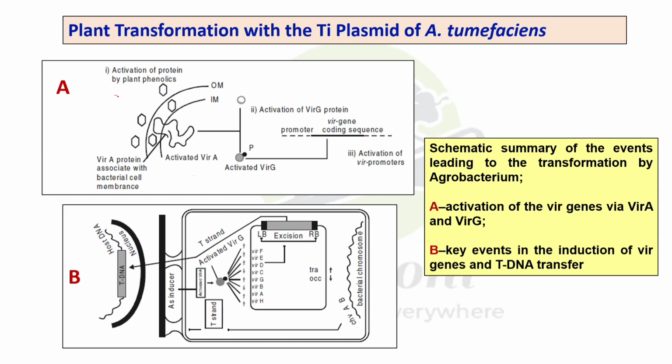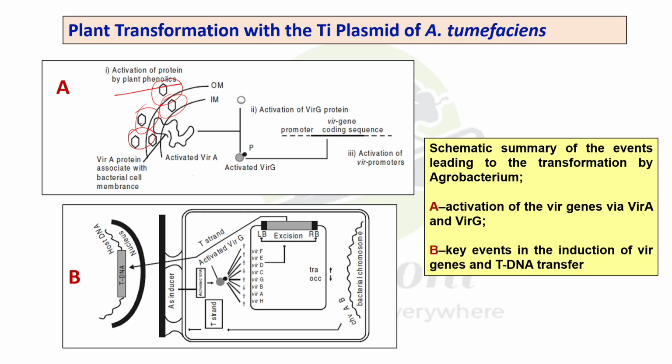So firstly, activation of protein by plant phenolics. सबसे पहले जो ये phenolic compounds release होते हैं injury के बाद, that was detected by the Vir-A protein associated with the bacterial cell membrane. Bacterial cell membrane में Vir-A protein associated होता है.